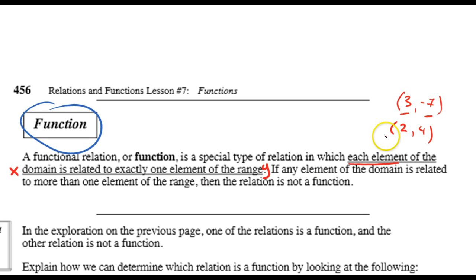If any element of the domain is related to more than one element of the range, then the relation is not a function. So for example, if I had another coordinate that says 2, -3, well, that wouldn't be possible because now we have more than one element of the range corresponding to the element of the domain, which in this case is 2. So in this case, this would not be a function because the 2 has more than one element in the range. In other words, it corresponds to more than one y coordinate.